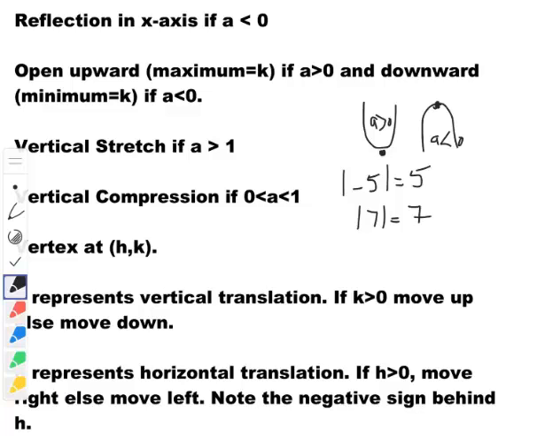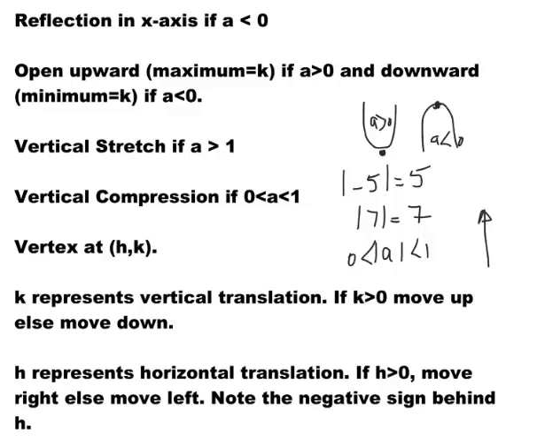Now, if the absolute value of a is greater than 1, then the parabola is going to be stretched vertically. If the absolute value of a is between 1 and 0, then the parabola is compressed vertically. Values of h and k represent the translation of the parabola either horizontally or vertically. If k is greater than 0, then the parabola is moved up vertically, and if k is less than 0, then the parabola is moved down. For h, if h is greater than 0, then the parabola is moved to the right horizontally. If h is less than 0, then the parabola is moved to the left horizontally.